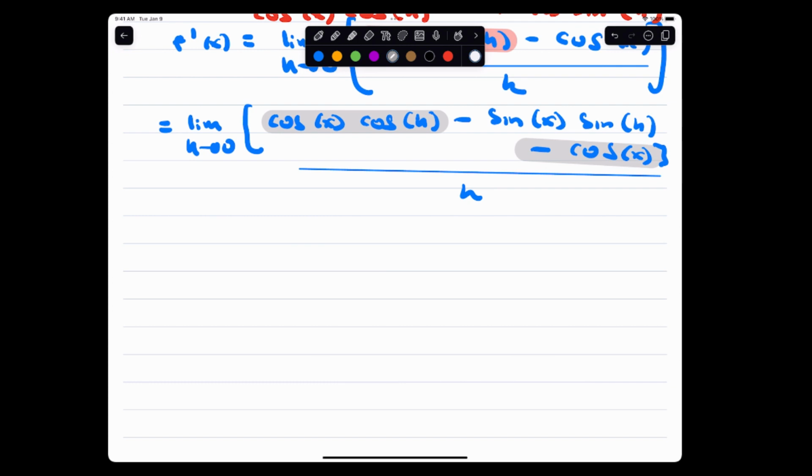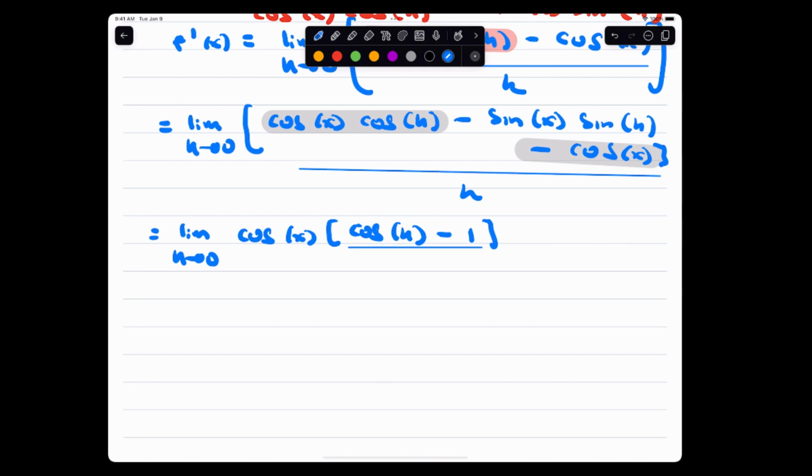Okay? So I'm going to do something very similar now. I'm going to do the algebra very similarly. Limit as h goes to 0, cosine x, and then we have cosine h minus 1, everything over h. And then that's going to leave us minus sine x, sine h.